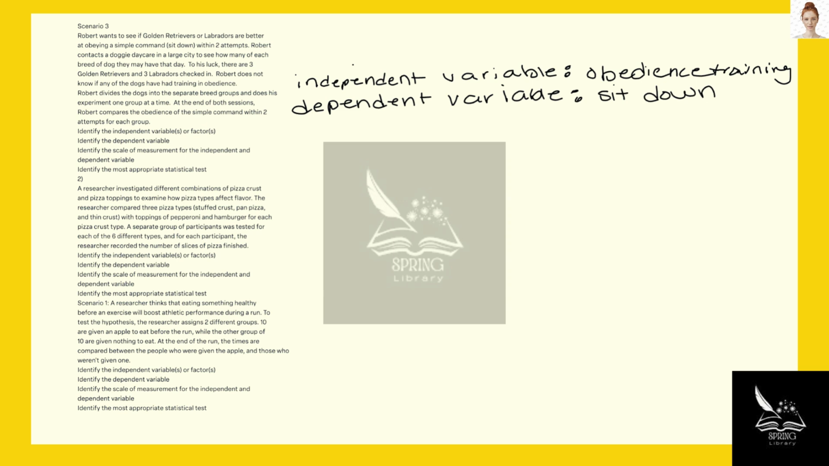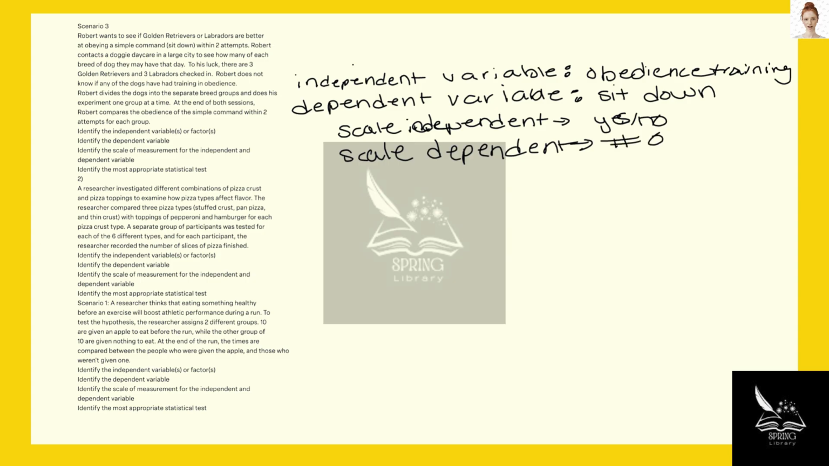Identify the scale measurement for the independent and dependent variable. So the scale for the independent is going to be a yes or a no. I messed this up, it's for the independent. And then the scale for the dependent is going to be number of attempts.